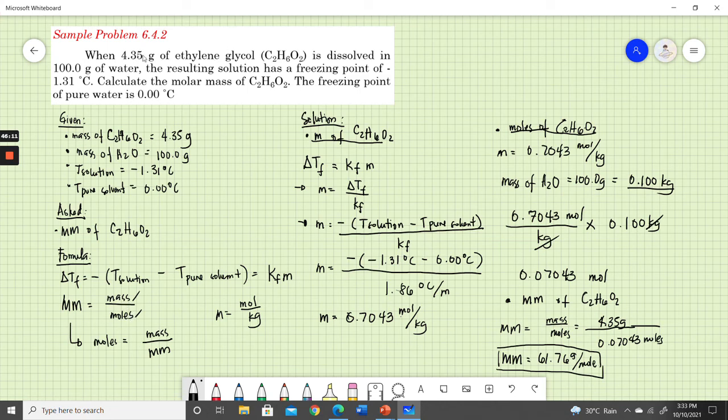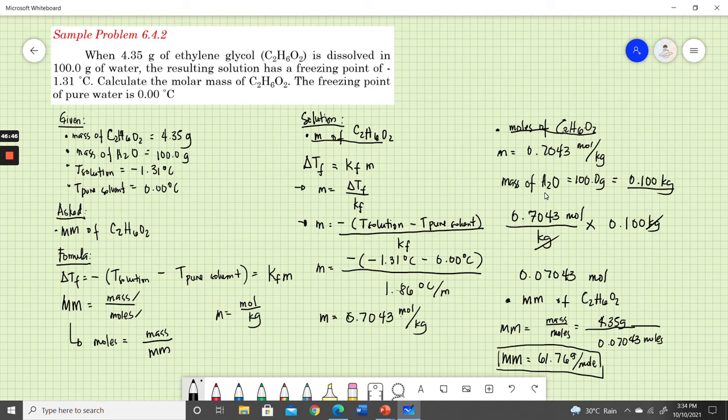So in this case, ibinigay naman yung mass ng solute. Ang hindi binigay is yung moles ng solute. You can get the moles of solute using the molality. So you have to get the molality muna ng solute ninyo or ng solution ninyo. And using that molality, you can get how kung ilang moles meron ka ng solute. Okay? And after doing that, you can get the molecular mass by dividing the mass of your solute to the moles of solute na nahanap mo.